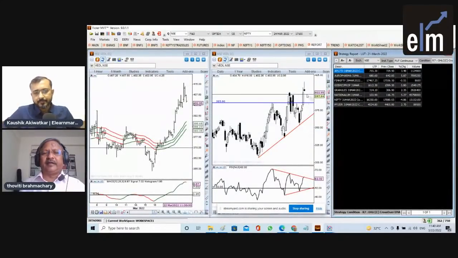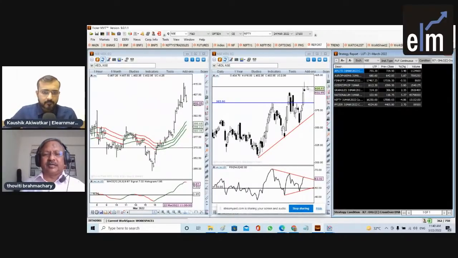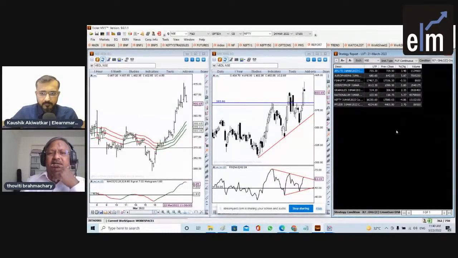So I took an entry yesterday. I may be holding, because though it is a shooting star bearish pattern, let it close, because I'm a position trader. I'll wait for that. My stop loss is somewhere around this level. So like that we can trade.